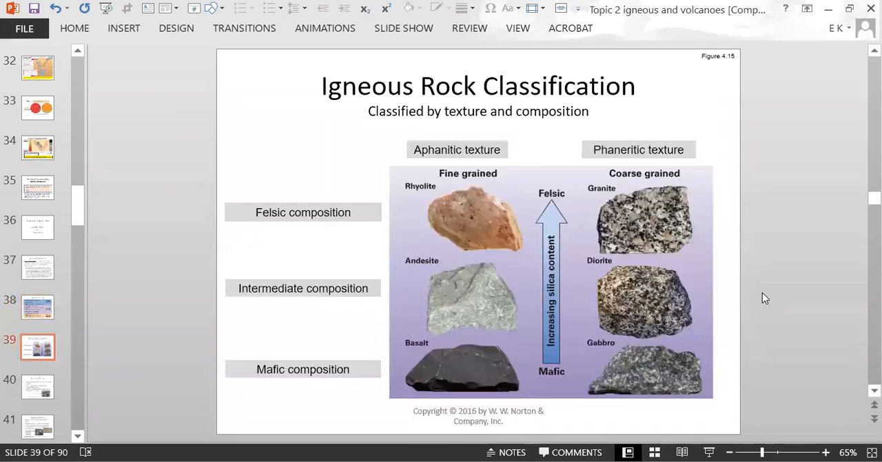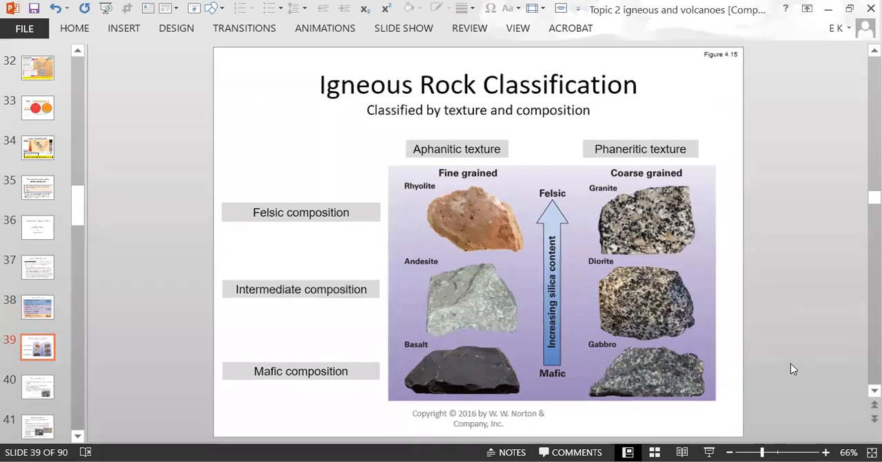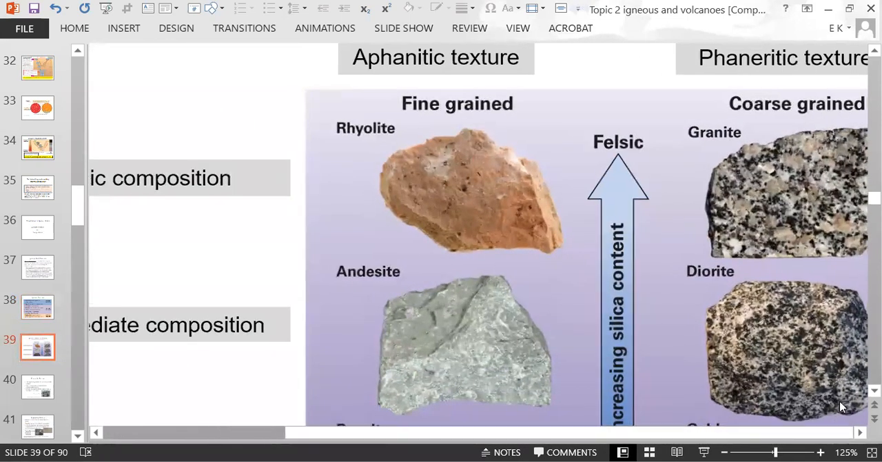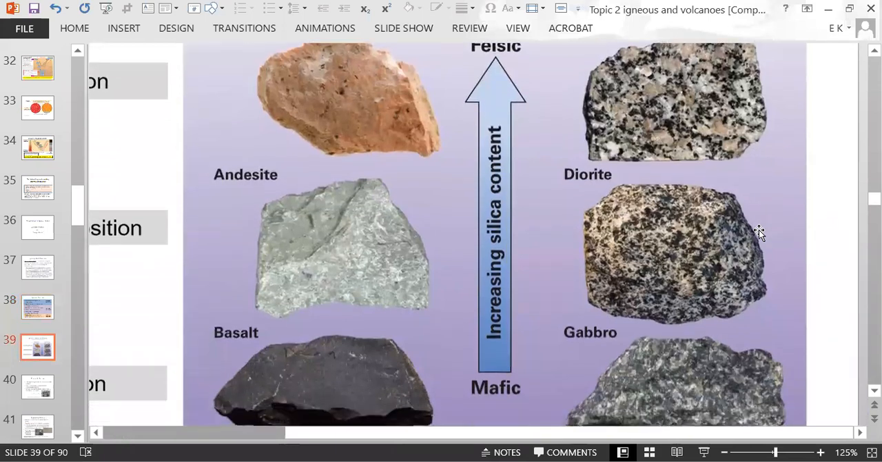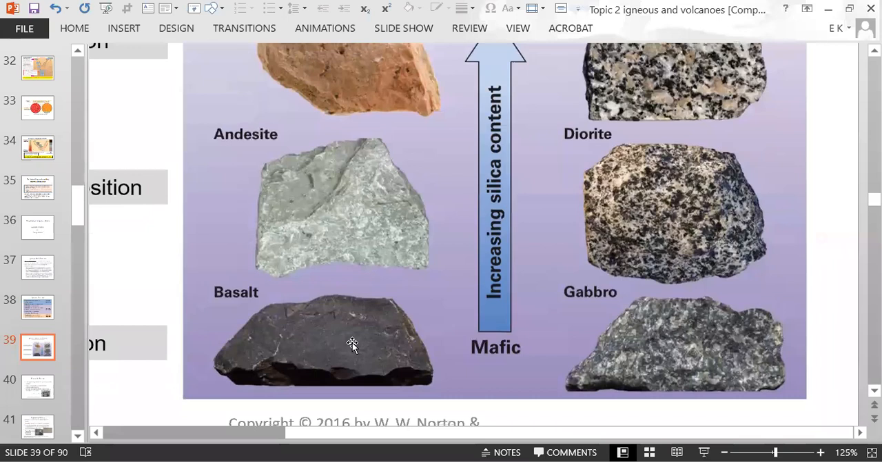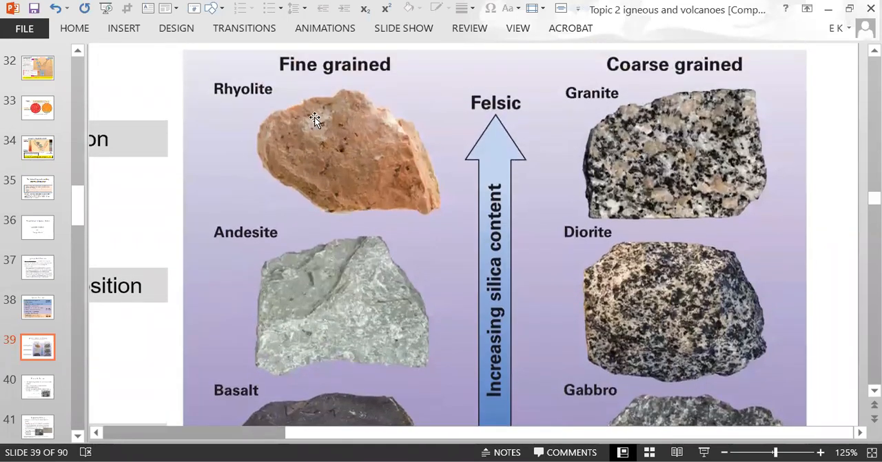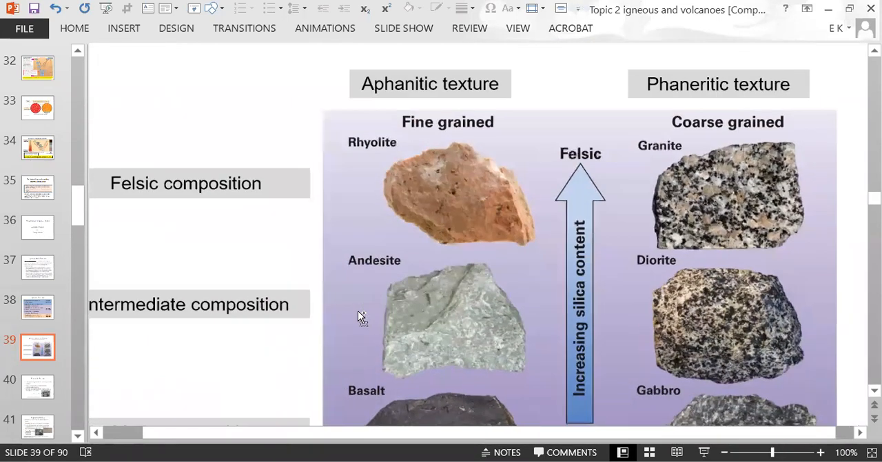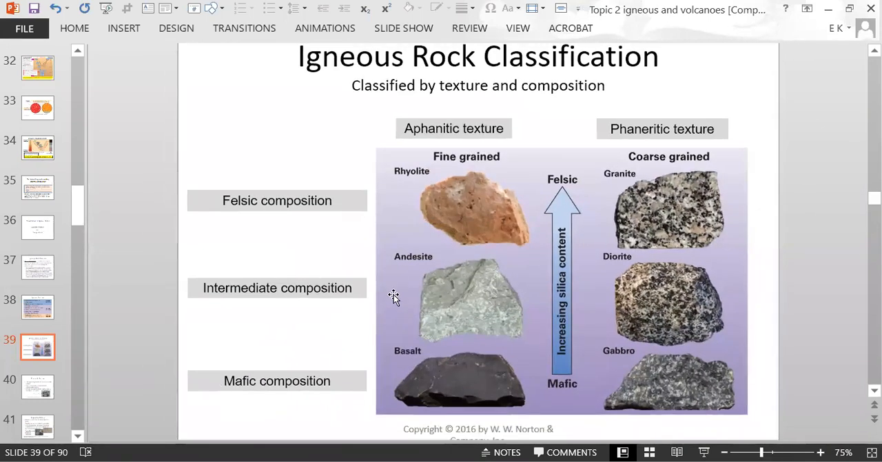So then I'm going to go into the details of each of them. But this is just a diagram from your book where it shows you examples of phaneritic textures on the right and aphanitic textures on the left. So if you can see the rocks on the right, you could see the crystals, and the rocks on the left, you can't really see the individual crystals. I mean, you can a little tiny bit, but for the most part, you can't really see the crystals.